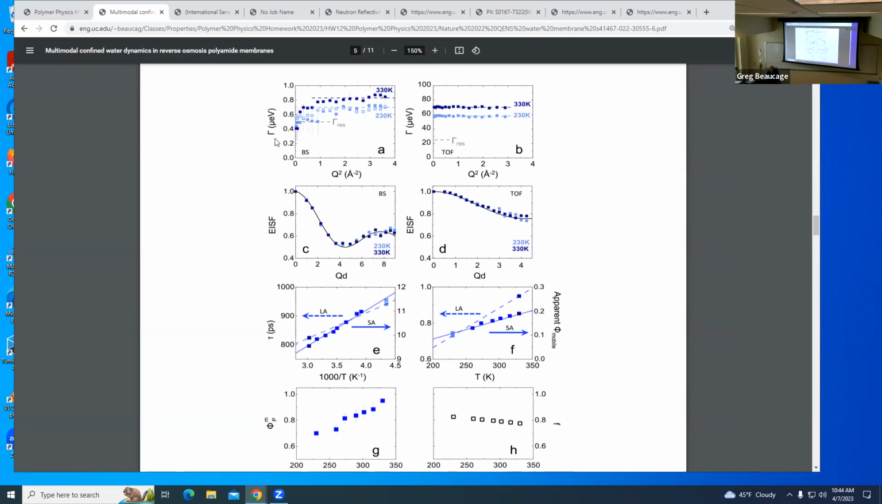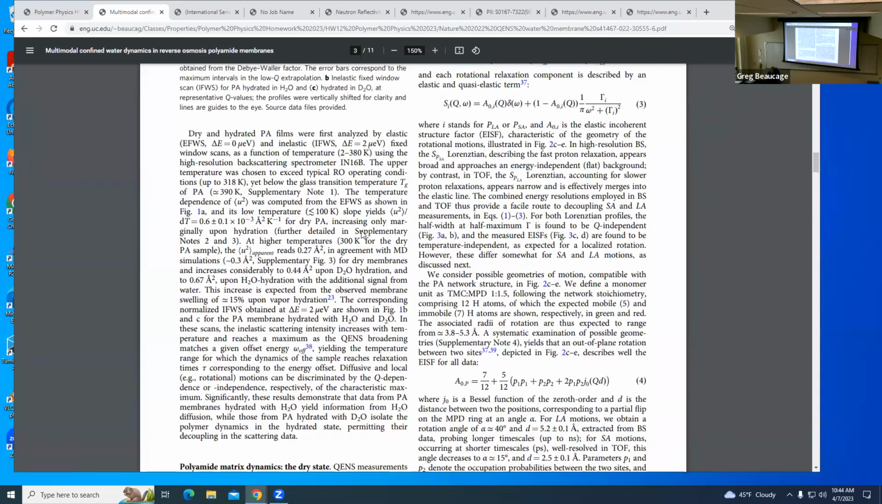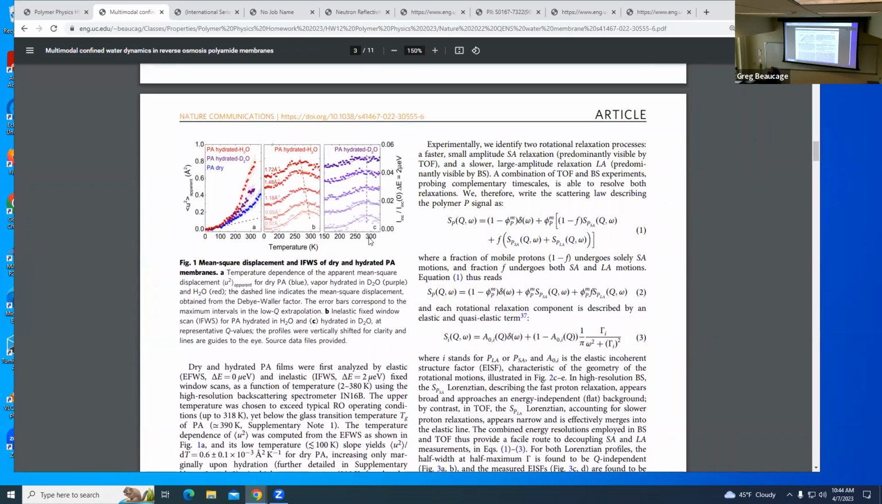Then this is the dynamic width versus Q squared, which should give you the diffusion coefficient. He gives that equation somewhere here. The gamma is related to the diffusion coefficient because it's a relaxation time. If you use the Einstein-Stokes relation, the diffusion coefficient is kT over the viscosity. The mean square displacement is the diffusion coefficient times time.